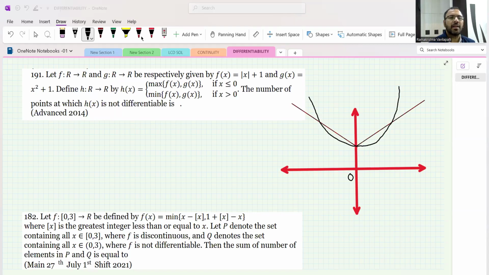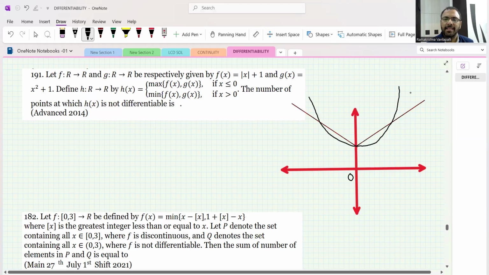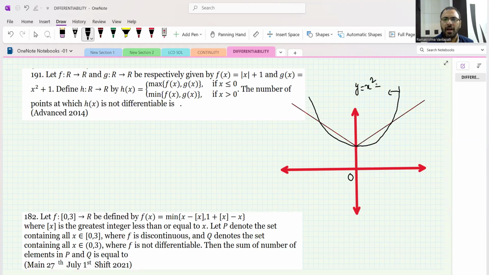Well, here is the graph of y equals x square plus 1, a parabola moving upward. And this is y equals mod x plus 1, the mod x graph moved by 1 unit along the positive y-axis. Now we would like to find, for x less than or equal to 0, the maximum of f of x and g of x.